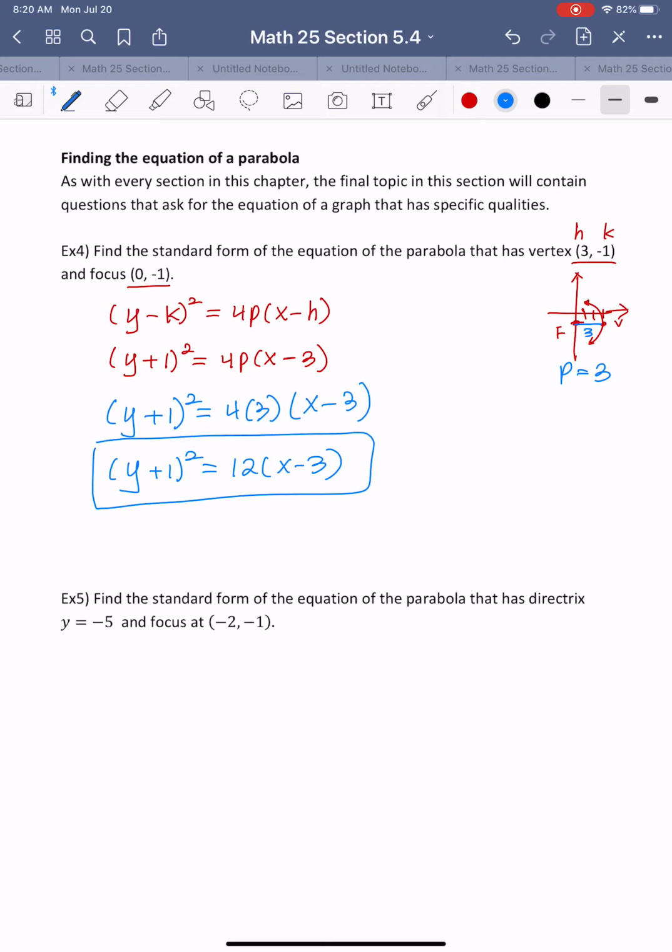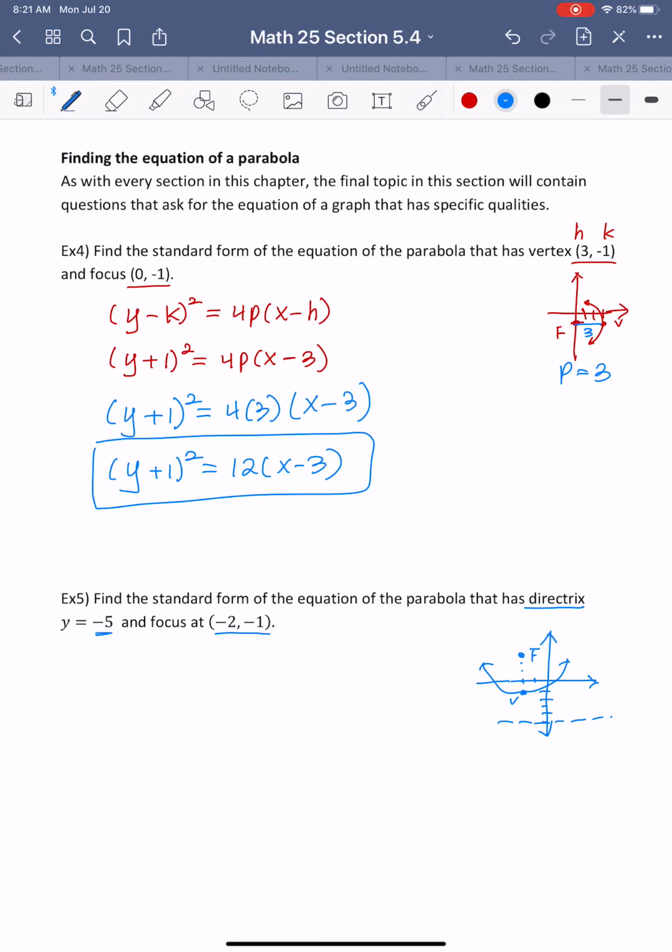Example 5. Find the standard form of the equation of the parabola that has a directrix this time. The directrix is y equals -5. And then the focus is (-2, -1). Okay, so yeah, I want to do the rough graph. The focus is (-2, -1) right here. And the directrix is y equals -5, so 2, 3, 4, 5. Okay, so you have to go 4 units to get the focus from the vertex going up. Okay, so from the vertex you go 1, 2, 3, 4. And then this is the place of the focus, so you graph something like this.